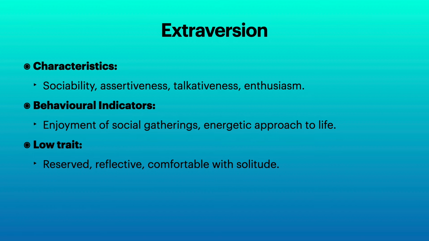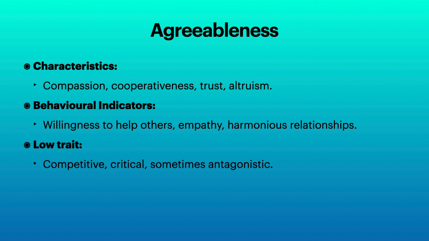So now that we know each of these descriptive terms and adjectives seem to separate down into one of 5 buckets, all that we need to do now is to give each one of those buckets a label, and then we'll go through what each one of those represents. And the first trait is extroversion, and this represents sociability, assertiveness, talkativeness, and enthusiasm. And it's kind of shown in terms of someone who enjoys social gatherings and has an energetic approach to life. And then on the flip side, someone with low extroversion, often called an introvert, is often reserved, reflective, and comfortable with solitude.